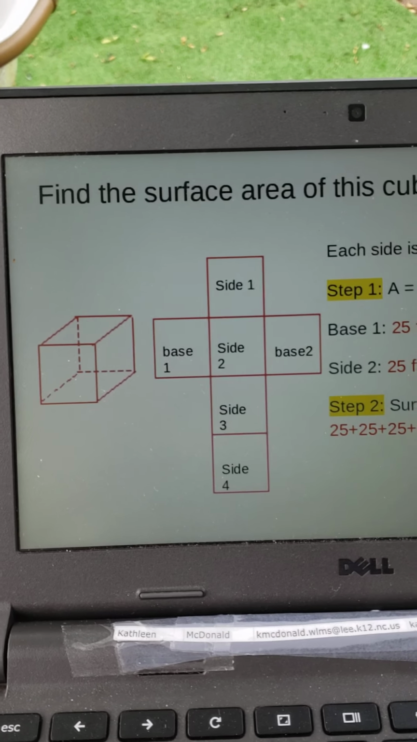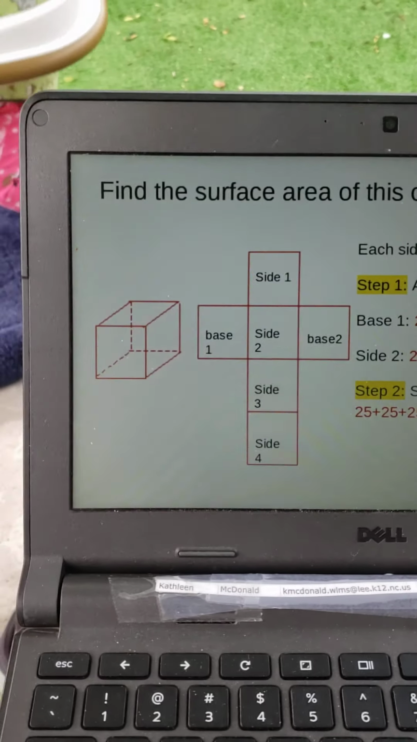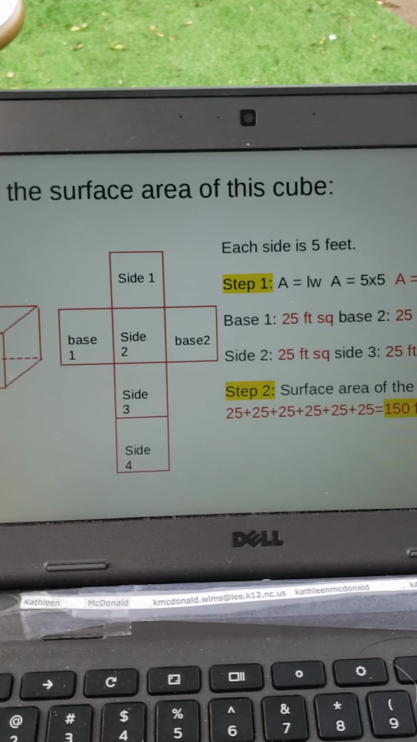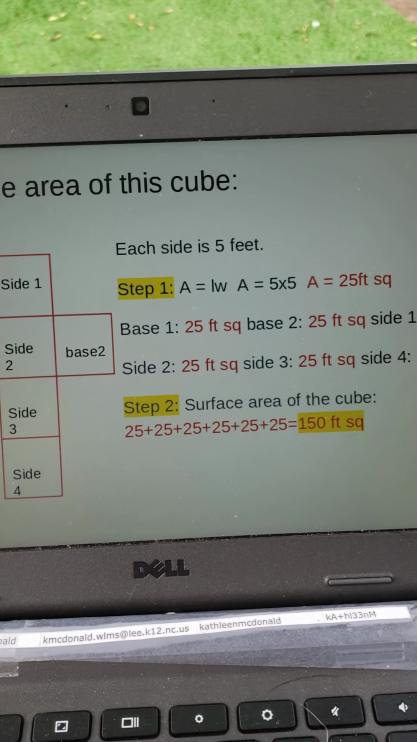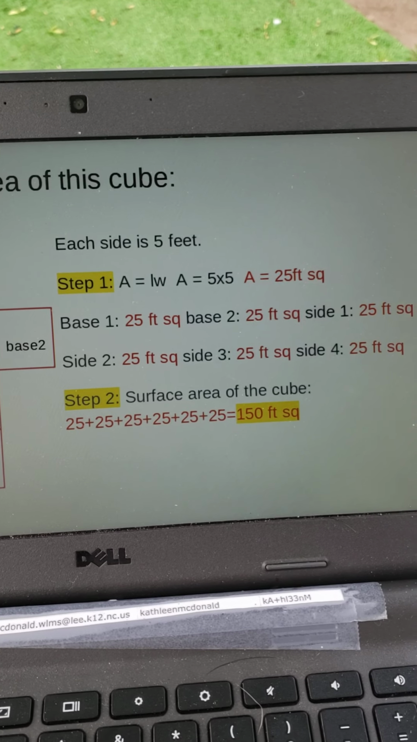So that's the basic premise of surface area. And if you need to take notes, write the steps down to help you.